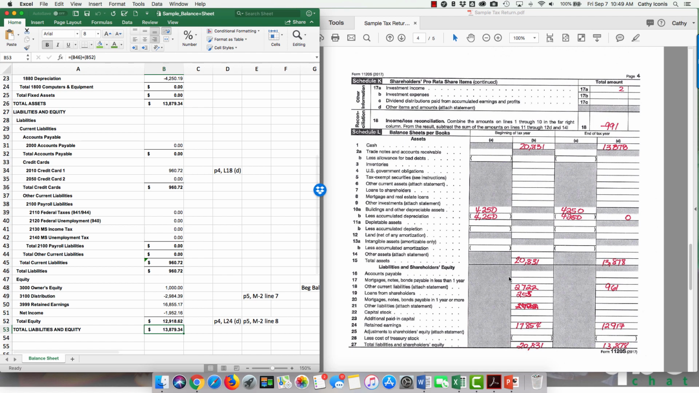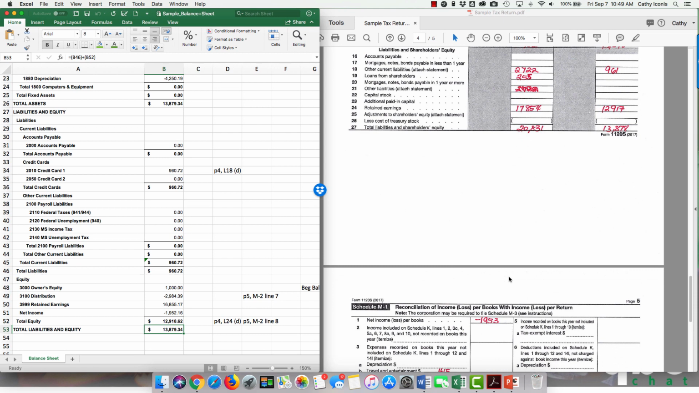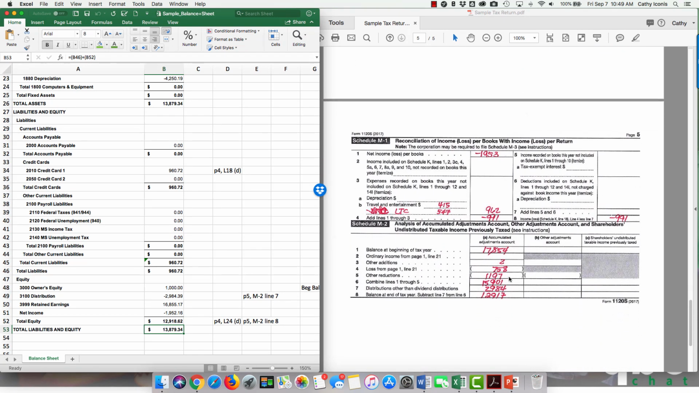But let's look at this a little bit further, because if we go to the next page, there's a reconciliation of your income per books with the income or loss per return. So let me scroll over to the P&L.